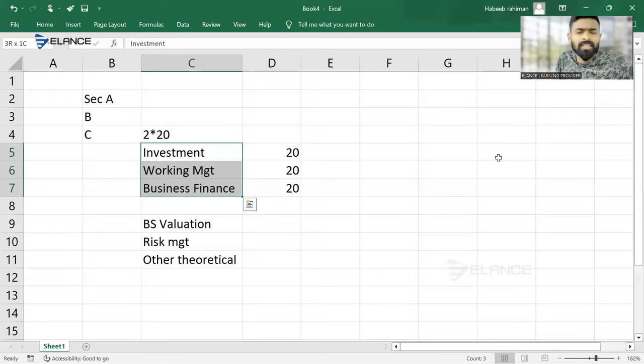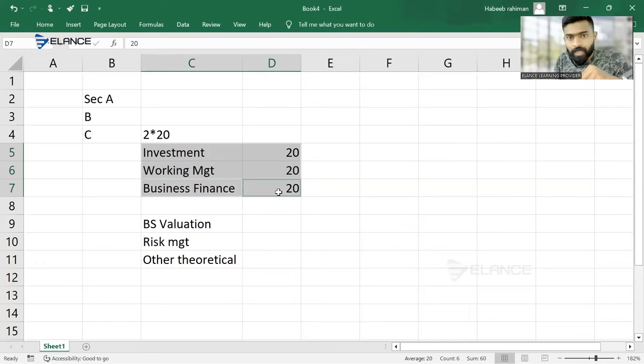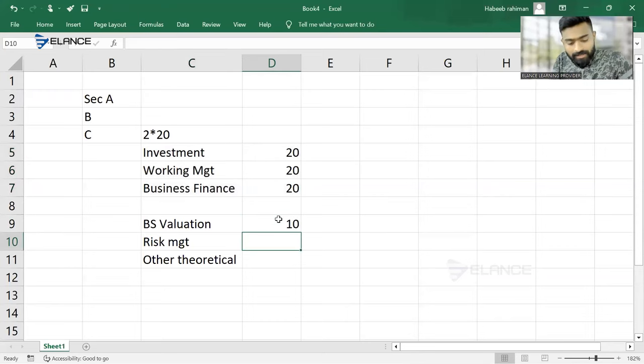There will be testing in section C. If investment appraisal and working capital are being tested in section C, then the business finance module will be either in section A or B. Definitely around 20 marks will be tested from all of these three key modules. Business valuation, we are expecting 10 marks, and risk management 10 marks, and other theoretical areas like dividend decision, economic factors, business environment, role of a manager, all these 4 to 5 theoretical chapters worth around 20 marks.